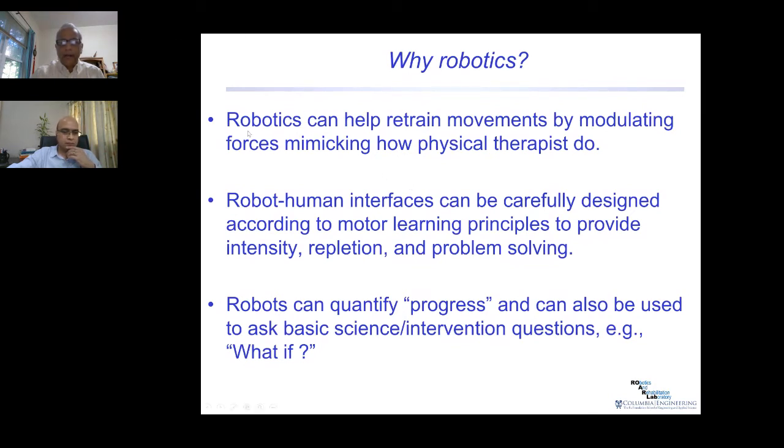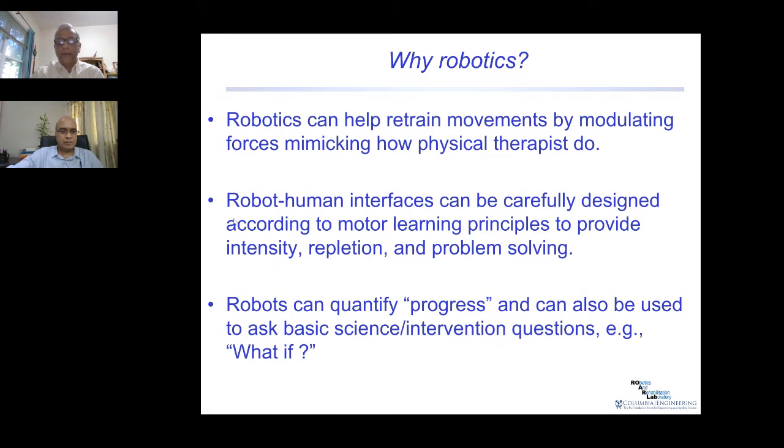Some of our take on this is that robotics can help retrain movements by modulating forces. And this mimics how physical therapists work, right? So often in robotics, we talk about motion control and force control. And what we are really saying here is that we can think about the force control aspect of robotics. That force is then applied to the human body in some specific area, whether it's a leg, a trunk, the arms, or the neck. And so we want to see how we can use the force control aspect of robotics to help retrain movements.